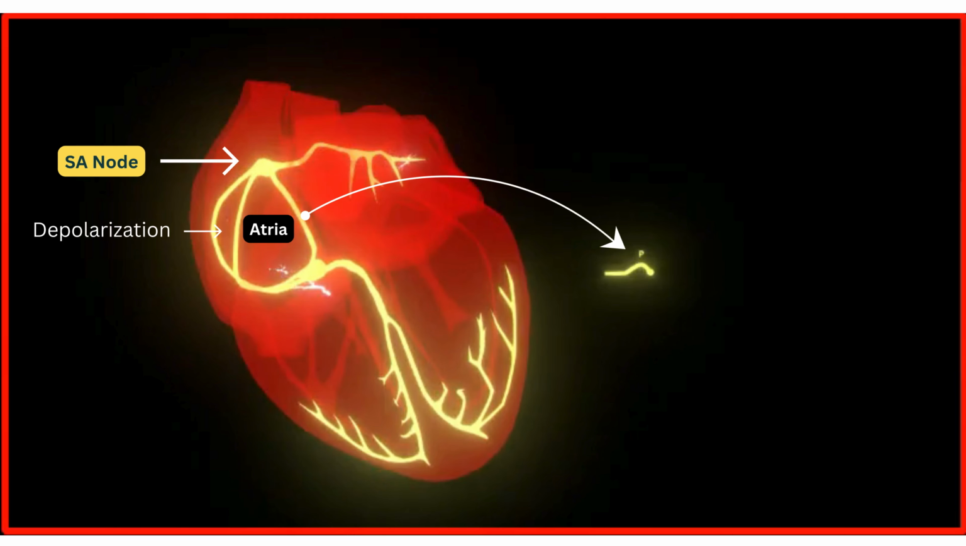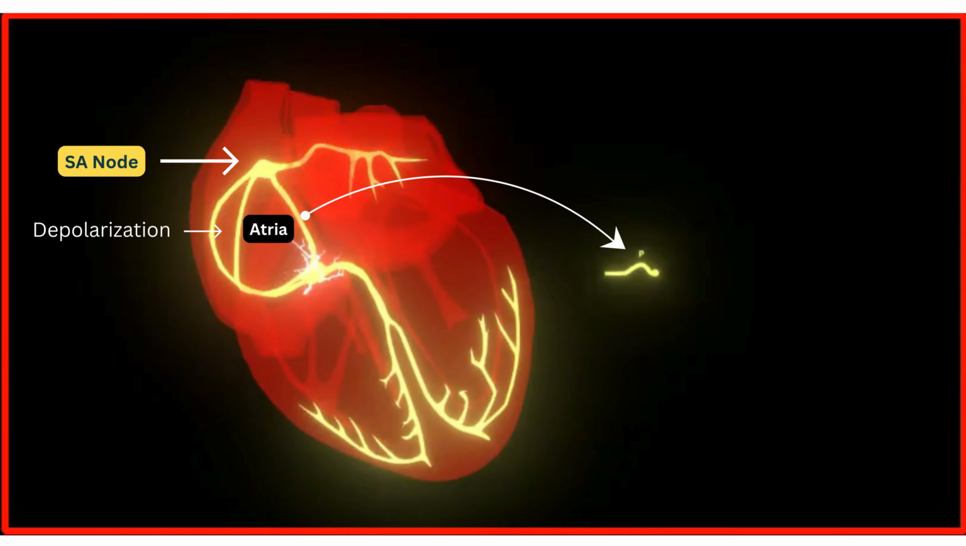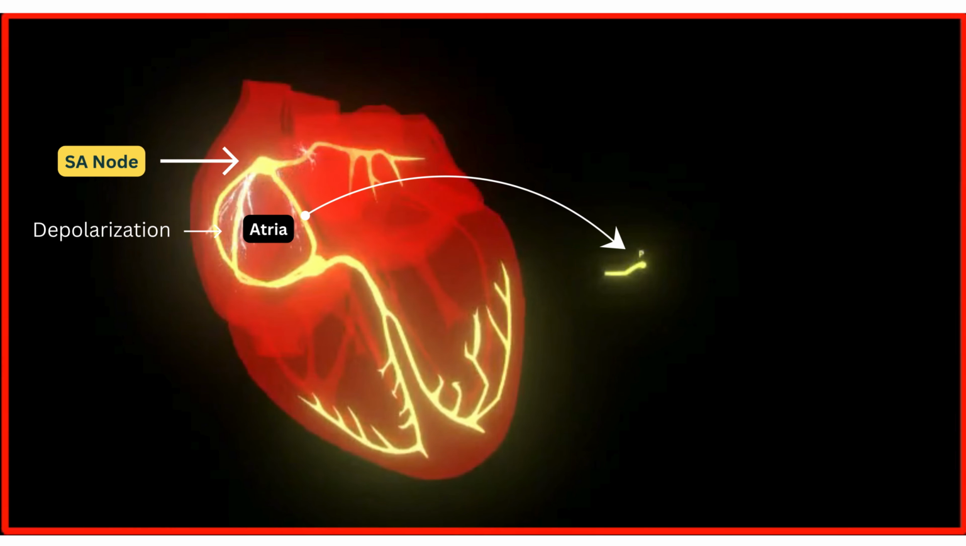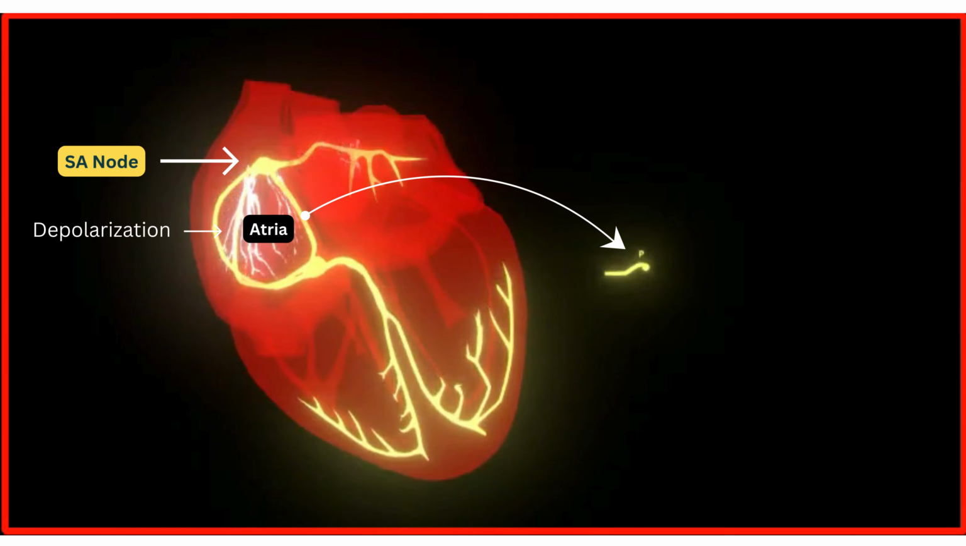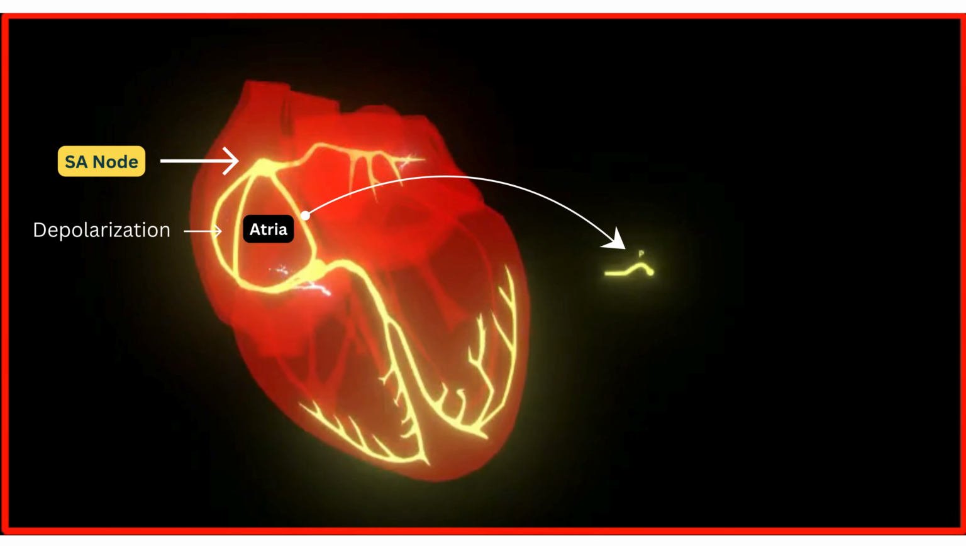On the ECG, this entire electrical activation of the atria appears as the P wave, a small, rounded bump at the start of each heartbeat. It's important to remember, the P wave represents atrial depolarization. The atrial contraction follows immediately after this electrical signal. Mechanical contraction lags just slightly behind the electrical depolarization.